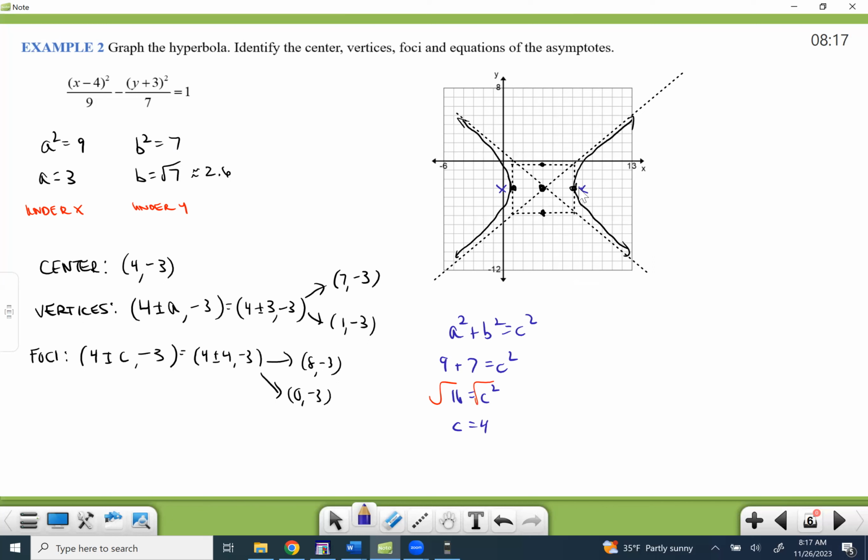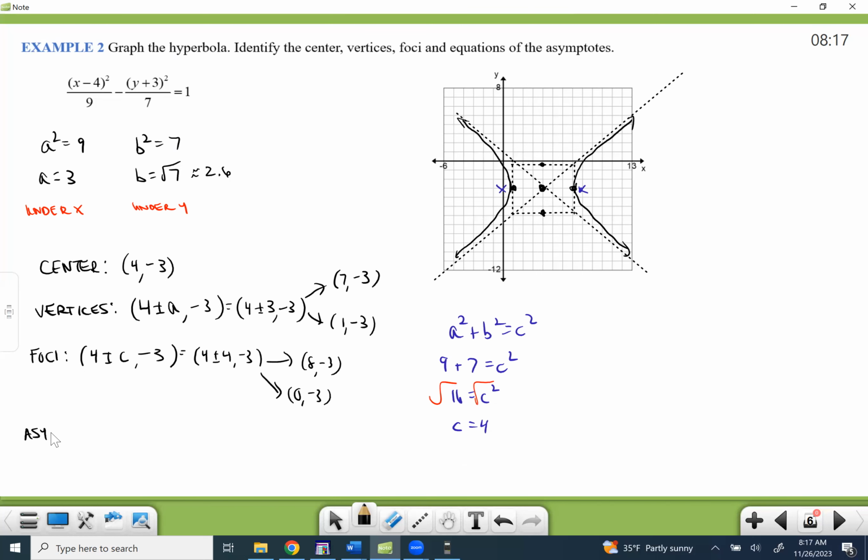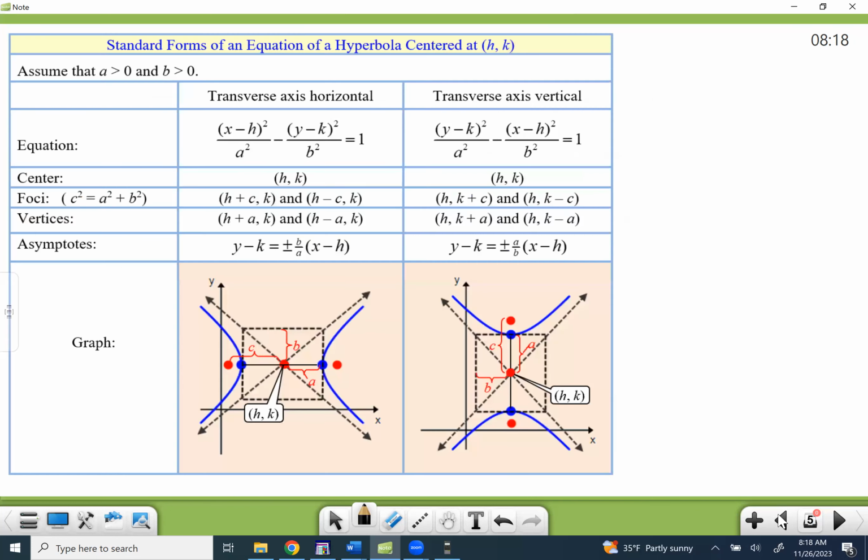Okay. So the last thing to get is the asymptotes. All right, so it's y minus k equals plus or minus. We just have to figure out if it's a over b or b over a. Since the x is first, this looks like it's going to be b over a. Just go back to the last slide. If it's facing sideways, then it's b over a. If it's facing up and down, then it's a over b. Okay, that's for people who have a note card.